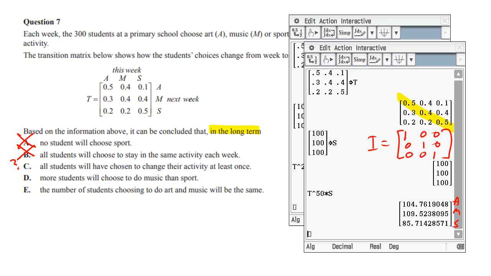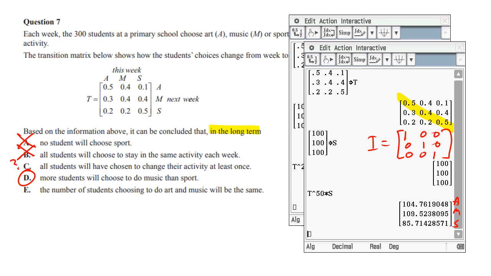Let's have a look at D and E. D says more students will choose to do music than sport. So it's saying this is my music and this is sport. Well, that's 110 versus 86. So it actually does look like that is correct. That in fact M is greater than S. All right. Let's have a look at E.